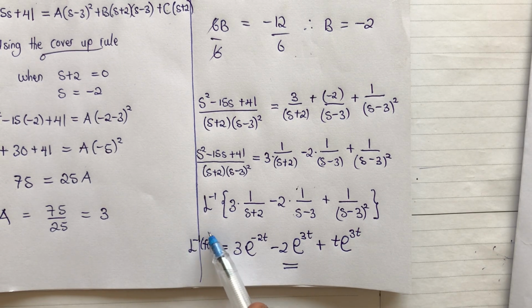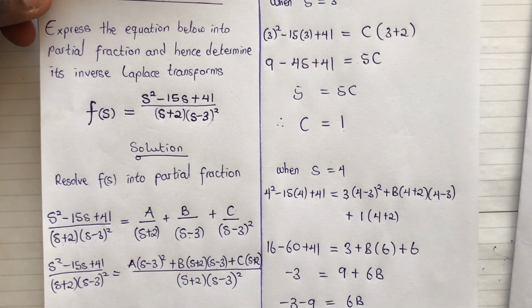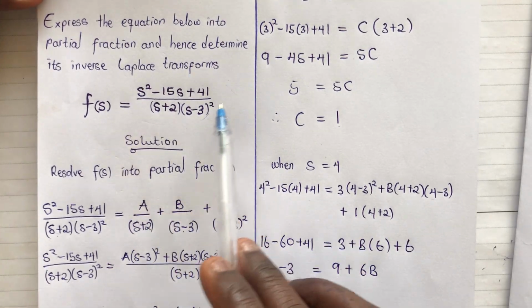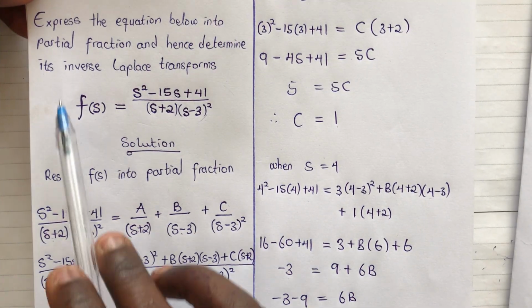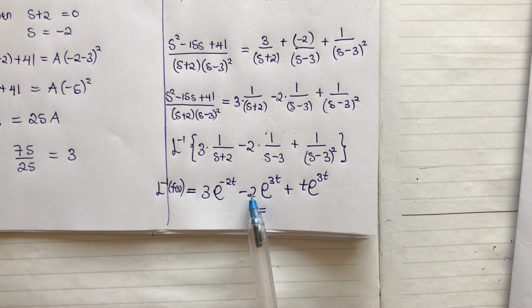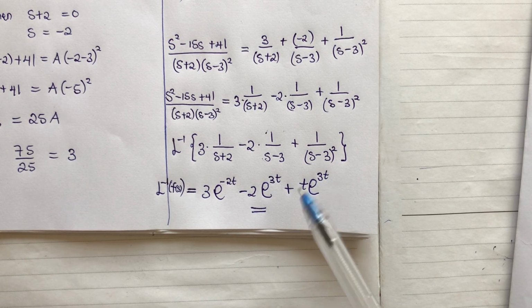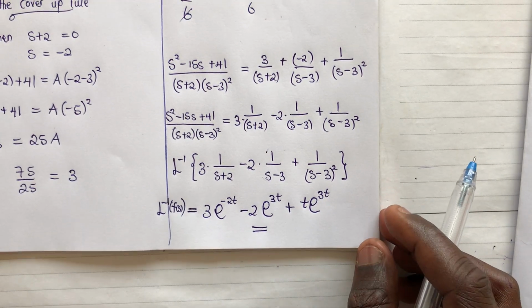So the Laplace inverse of the function F of s, I don't have space to write F of s, okay? F of s is this. So when you take the inverse of this function, when you finish solving, the result is what? 3e to the power minus 2t minus 2e to the power 3t plus t e to the power 3t. And this is your final answer.